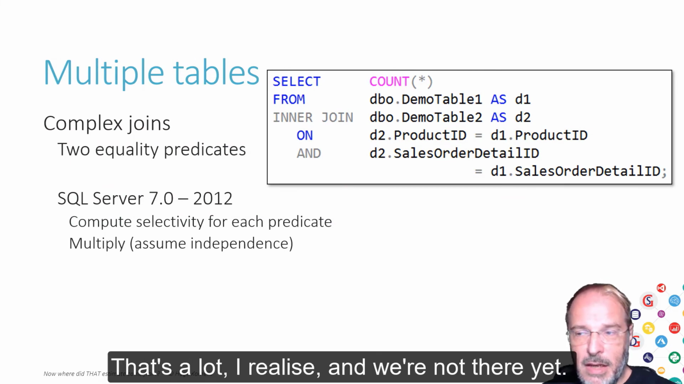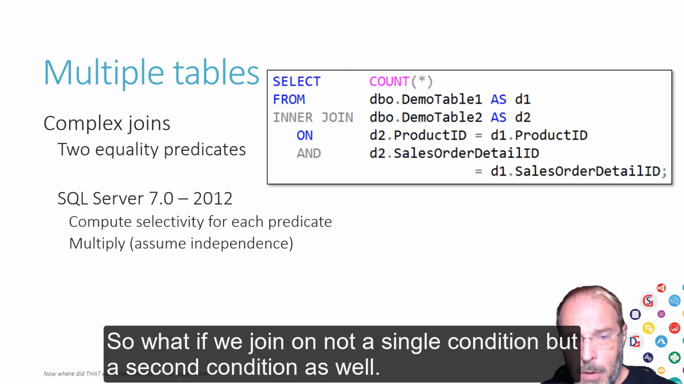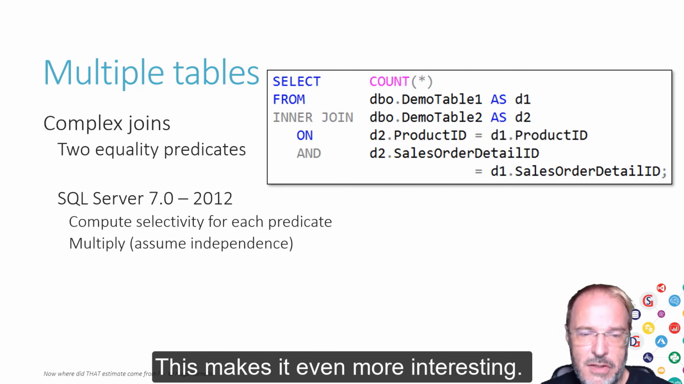That's a lot, I realize. And we're not there yet. There's even more to come. So what if we join on not a single condition, but a second condition as well? This makes it even more interesting.